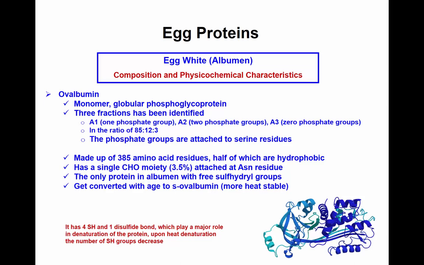And what's unique about ovalbumin is that with age, it becomes S-ovalbumin. Why? Because as the protein ages, you have these free sulfhydryl groups, and they start forming disulfide linkages within itself and with other ovalbumin molecules. So those no longer are free, they become linked, and that's why it becomes more heat stable, because you are creating covalent bonds. So instead of denaturing at 84, it will denature at a higher temperature.